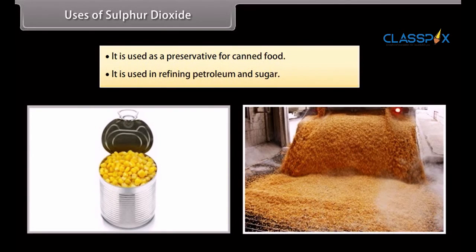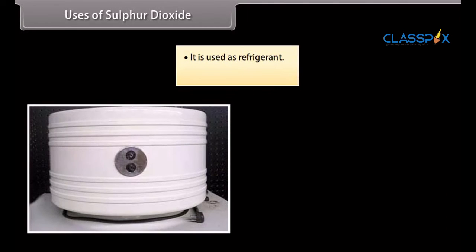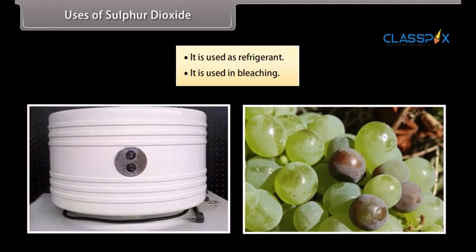It is used in refining petroleum and sugar. It is used as a refrigerant. It is used in bleaching.